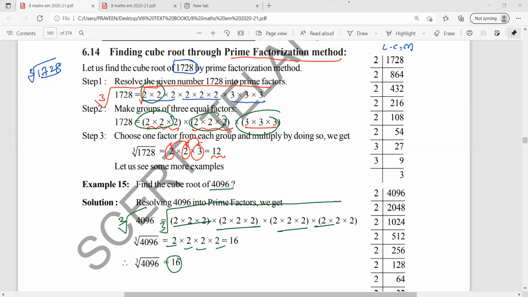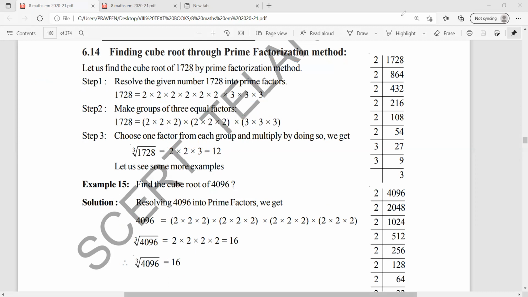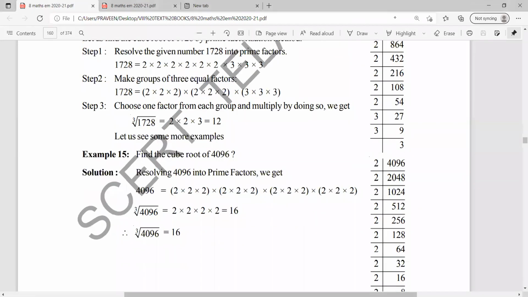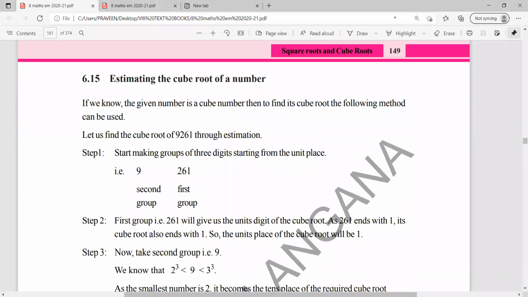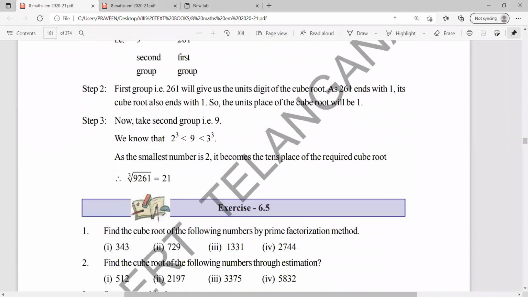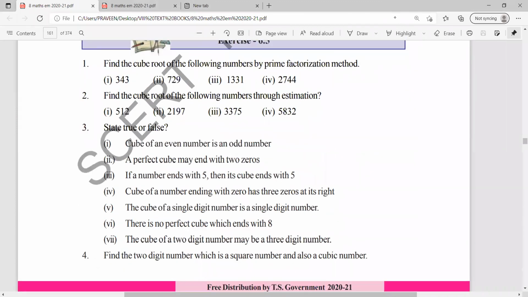Okay, now we should go for exercise problems. I think two examples are finished. Next, finding the cube root by using estimation, I'll discuss after this is completed. We'll come back to that. Now, let's start with the first question. The thing is very clear.